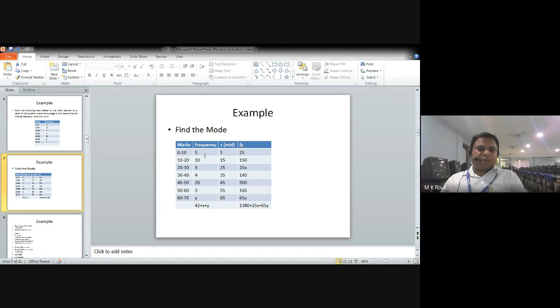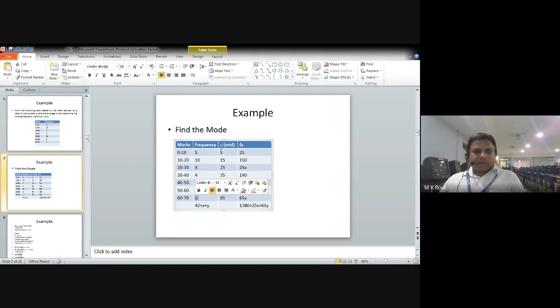So in case of missing frequencies, for the first row that is 5, for the second row that is 10, for the third row I give the missing frequency as x, for the next row that is 4, the next one is 20, the next is 3, and for the last one I denoted as y. So first you have to calculate the summation of frequency, that is 42 plus x plus y.